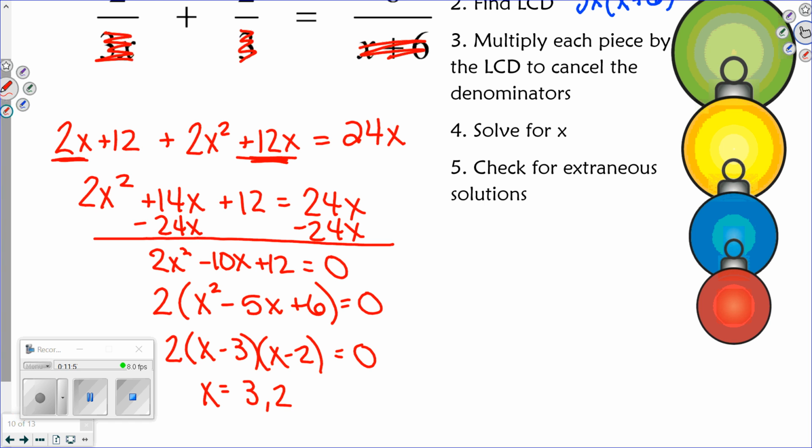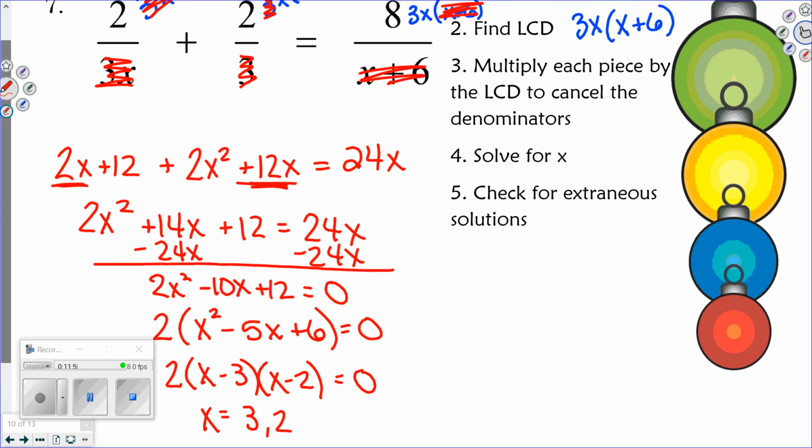And then check for extraneous. My LCD was this. What were the restrictions? 0 and negative 6. So these answers, totally fine. Yep, those are good. How we doing? You all right? Okay.